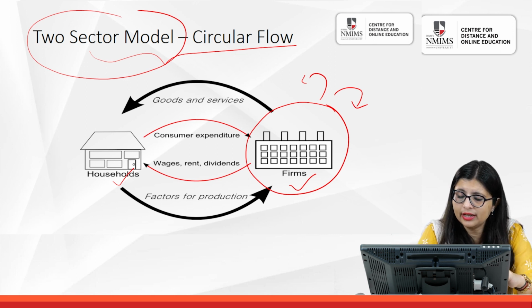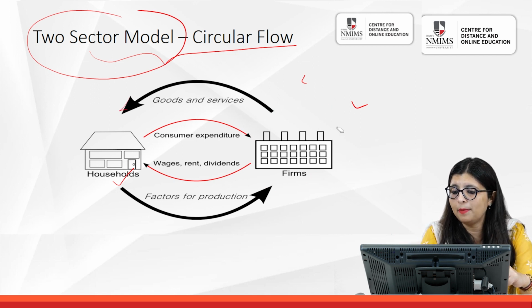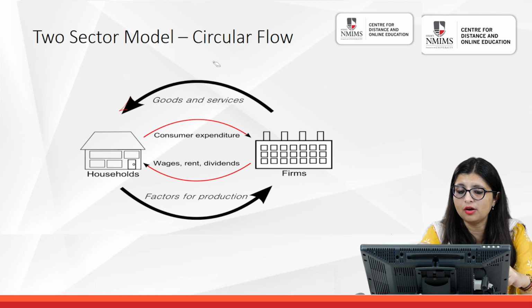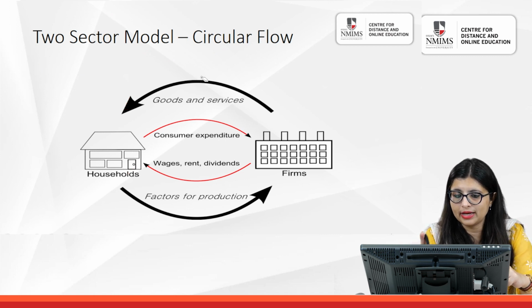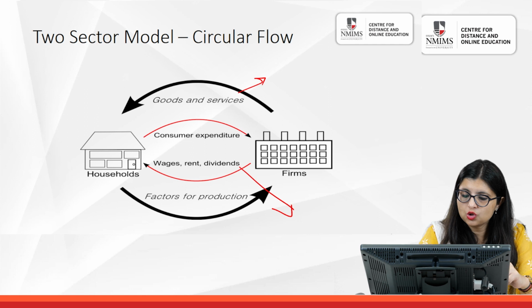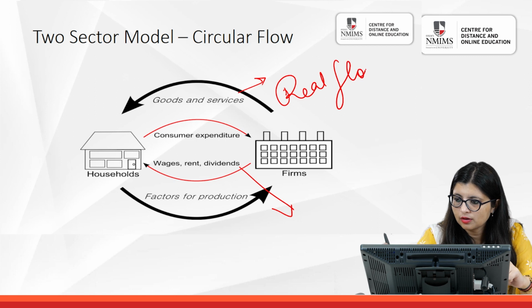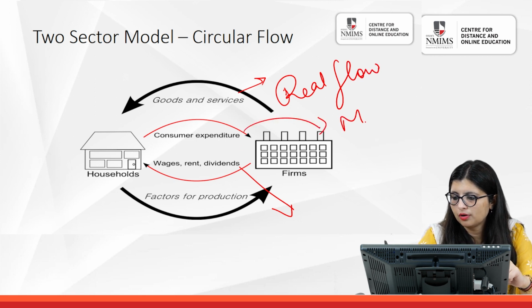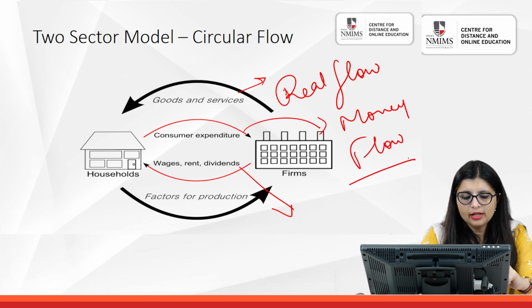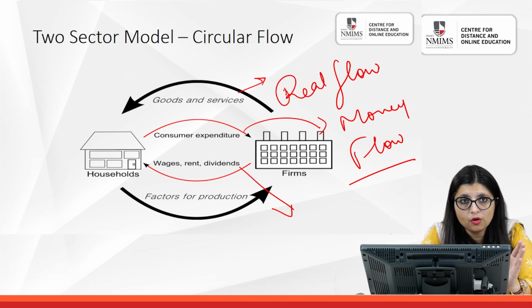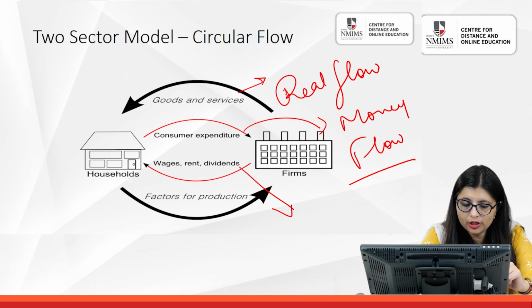Now if you see in this diagram, there are 2 arrows shown to you. One is a black arrow and the other is a red arrow. So one is the real flow and one is the money flow. Fine. These 2 are the flows we are stating here. Now what do we mean when we say a real flow and what is a money flow? The red arrow obviously is showing you the money flow.